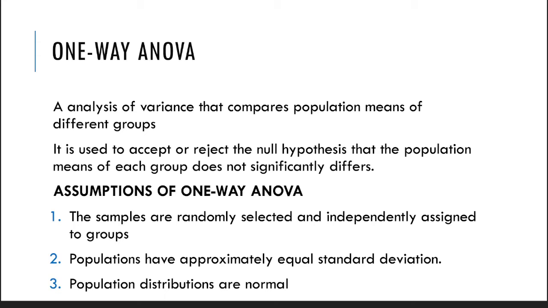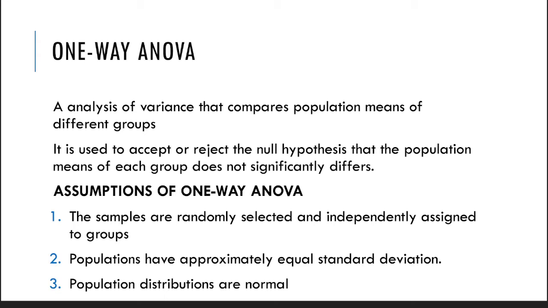Okay, so for the assumptions of one-way ANOVA, the samples are randomly selected just like the t-test and z-test, and independently assigned to each group. Okay? And the populations have approximately equal standard deviation, and also the population distributions are normal.